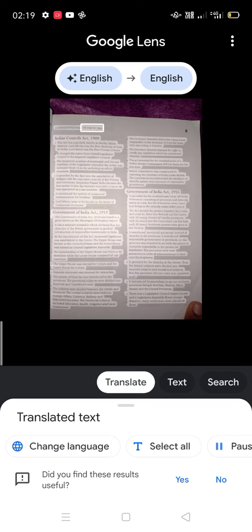Constitutional Framework. Indian Councils Act, 1909. This act was popularly known as Morley-Minto Reforms. Lord Morley was the then Secretary of State for India. Lord Minto was the then Viceroy of India.